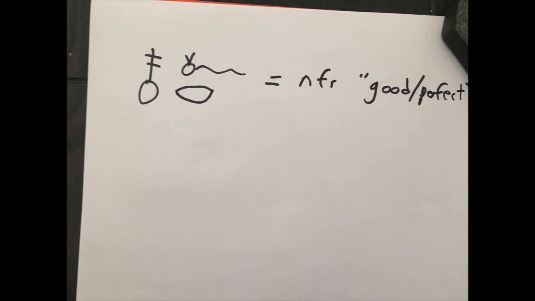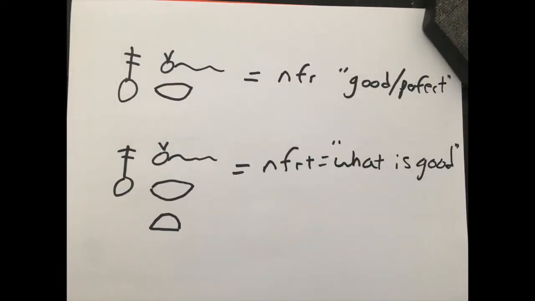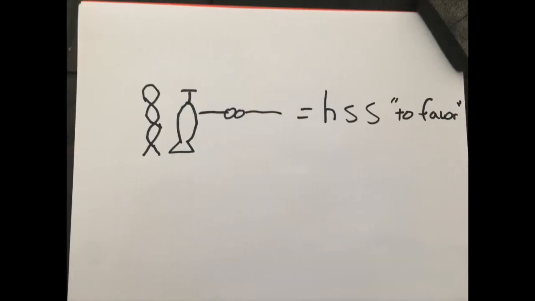This also works for descriptions. So nefer, we talked about being good or perfect, beautiful. So if you were going to add a T at the end, so it's now nefer t with a T at the end, it changes from good or perfect to what is good. You're describing it. Or what is perfect, instead of just something is perfect. All right, let's look at another example.